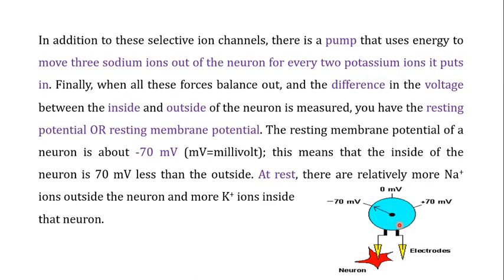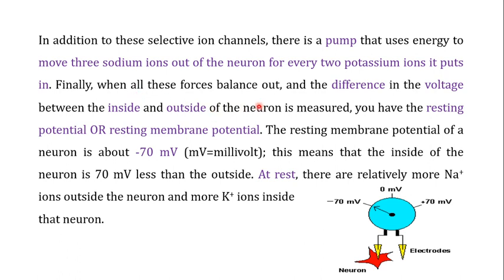Now, in addition to these selective ion channels, which allow the potassium ion to freely move, but not the sodium and the chloride ions and the proteins, there is a pump that uses energy to move 3 sodium ions out of the neuron for every 2 potassium ions it puts into the neuron, and this is known as the sodium potassium ATPase pump, which I'll be talking about at the end of this video.